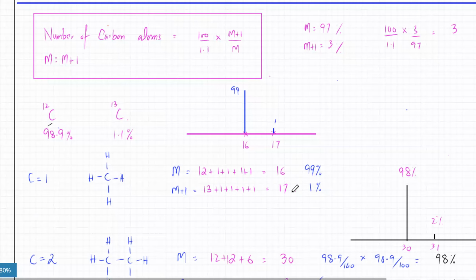What are the chances of getting 16? It all depends on carbon 12. What's the probability of getting carbon 12? That's almost 99%, right? And what's the probability of getting carbon 13? That's just approximately 1%. So in your graph, there's going to be a detection at 16 and a detection at 17. The 17 mass molecular ion will be very small. 99% of the time you're going to get 16. Is that clear?